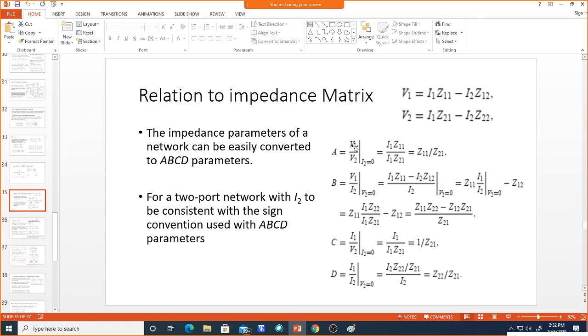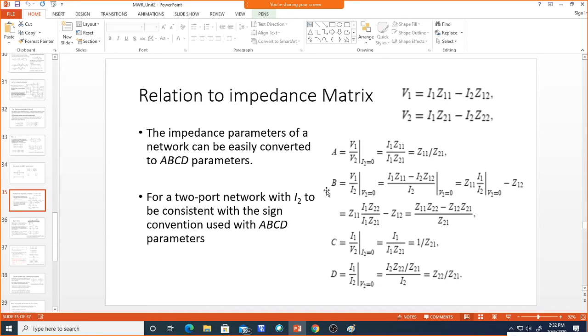Now, for the ABCD parameters, A equal to V1 by V2 when I2 is 0, that is, when I2 is open circuited. So from these equations find V1 and V2 when I2 equal to 0. If you put I2 equal to 0, the I2 terms become 0, and you get V1 by V2 equal to I1 Z11 divided by I1 Z21. I1 will get cancelled, and you get Z11 by Z21. This is your A parameter in terms of impedance.